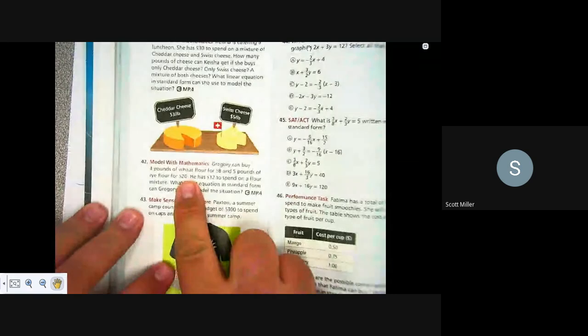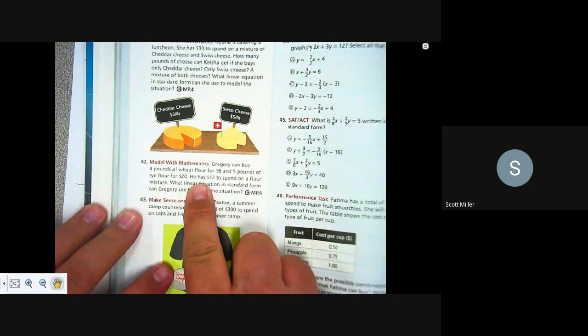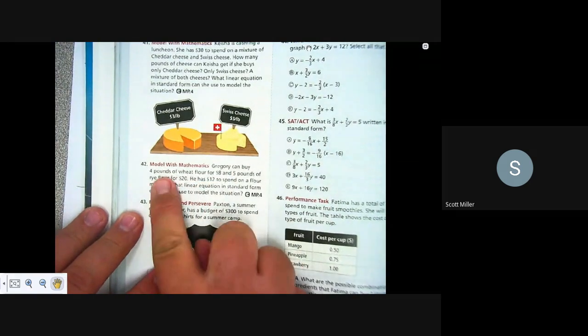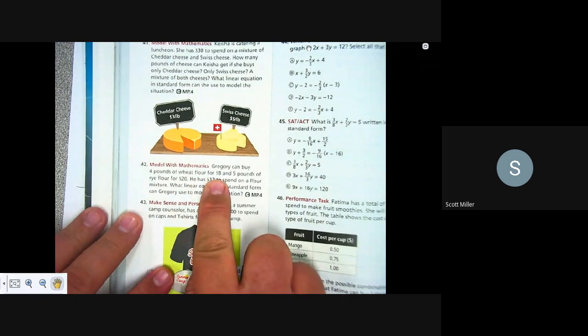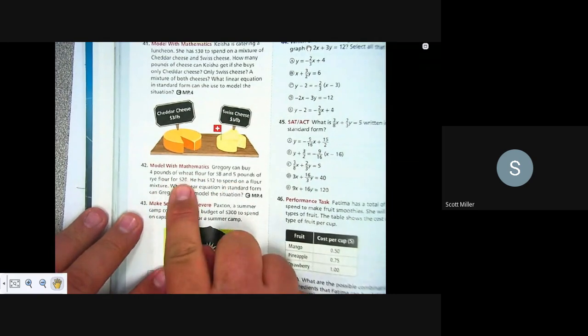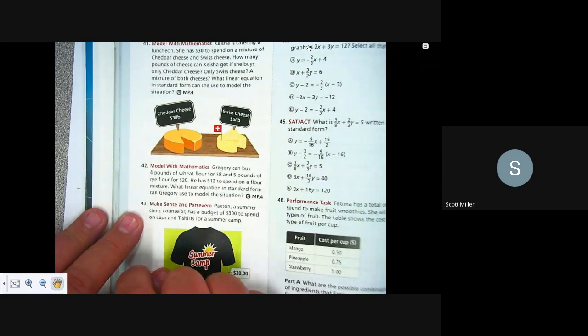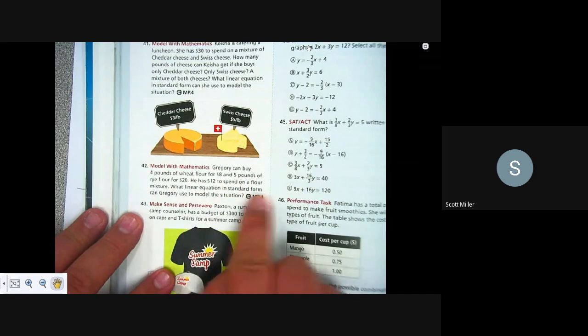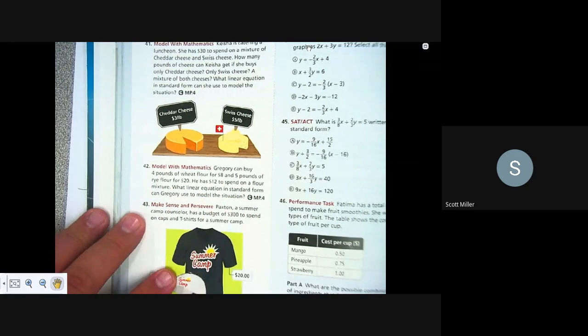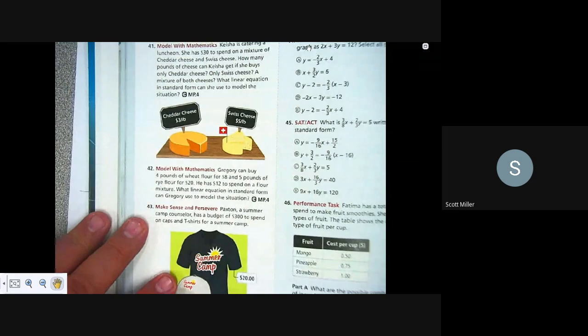This is a real world scenario kind of a problem. Number 42 says Gregory can buy 4 pounds of wheat flour for $8 and 5 pounds of rye flour for $20. He has $12 to spend on flour mixture. What linear equation in standard form can Gregory use to model this situation? Okay, so how do I go about doing that? So he's going to do a mixture of things, and he has $12 to do it. This is the kind of problems that you will be dealing with in the linear problems.